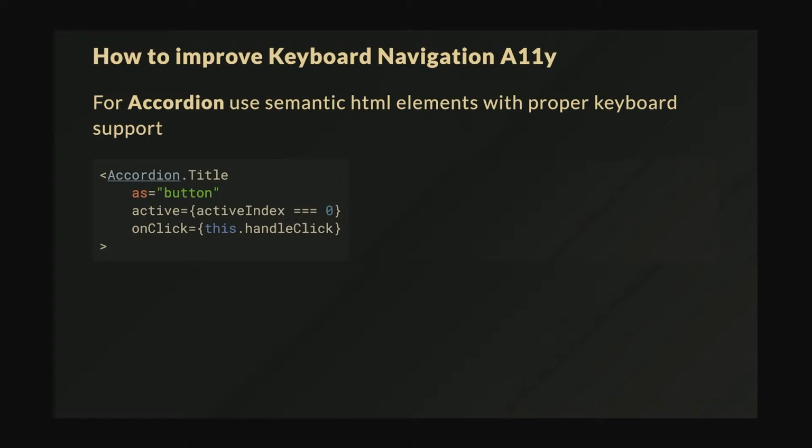So I'm going to give you now some examples of how you can improve the keyboard navigation accessibility. For instance, for the accordion from Semantic, the easiest would be to simply use a semantic HTML element which already has proper keyboard support. And this is a good thing from React Semantic components because you have the as prop, and there's nothing stopping you from saying that you want the title, instead of being rendered as a div, which is by default, to be rendered as a button.